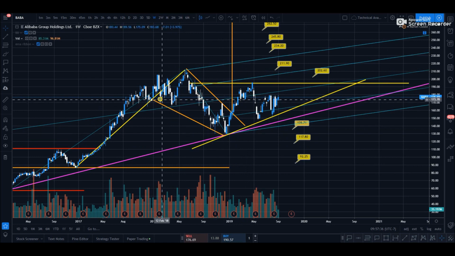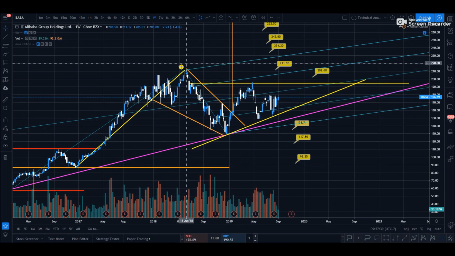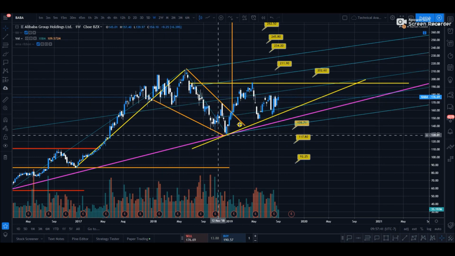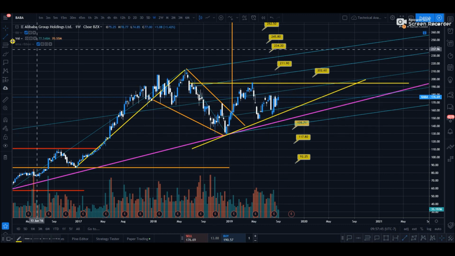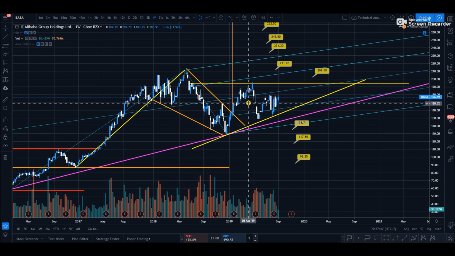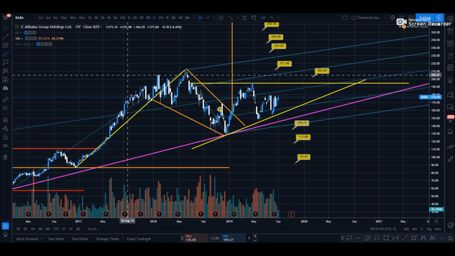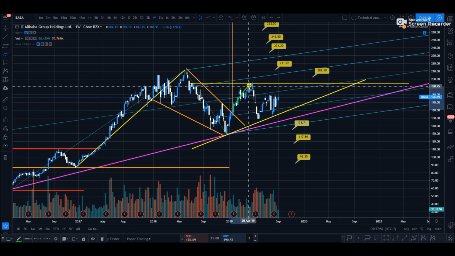And we had multiple touches right here, 1, 2, 3, and then 1, 2, and 3 before we broke out, and then currently in a consolidation phase again, which usually happens after a bull flag, because sometimes you just go straight up after a bull flag, but sometimes you would have to hold it and then just stay here for a while before running up again.